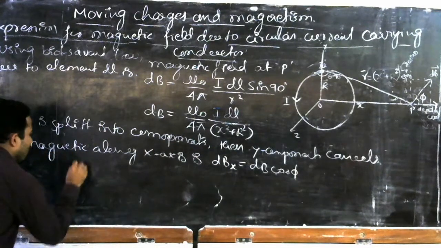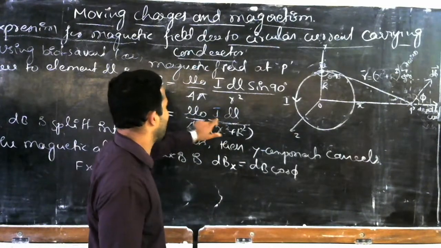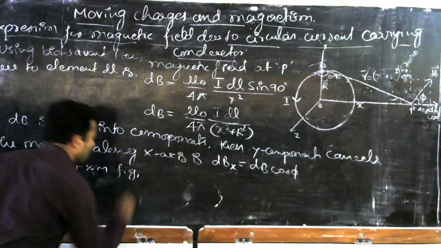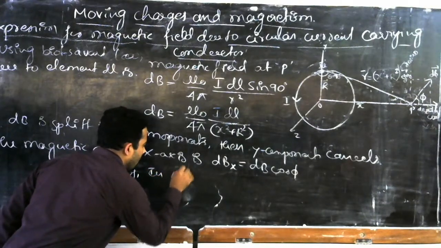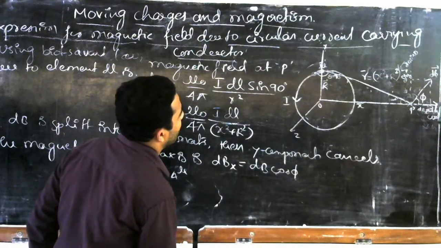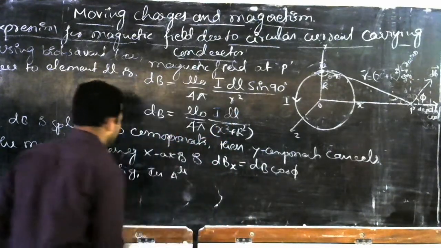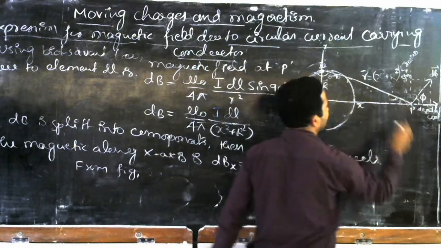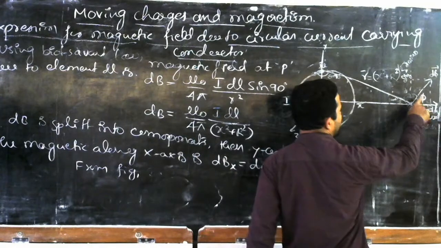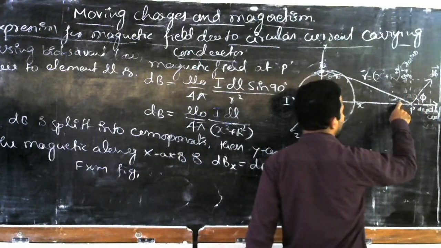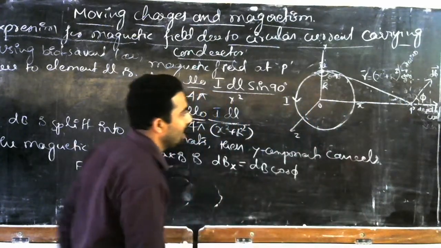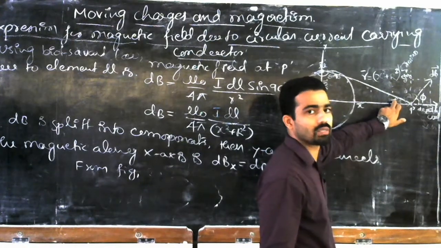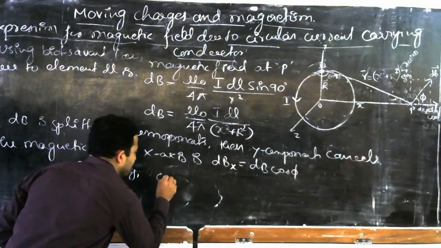From the figure we know the value of dB is equal to mu naught by 4 pi, I dl divided by x squared plus r squared. We have to find out the value of cos phi here. From the figure, in this triangle, if this angle is phi, this other angle will be 90 minus phi. We want cos phi here, so we take sin of 90 minus phi, because sin of 90 minus phi is equal to cos phi.